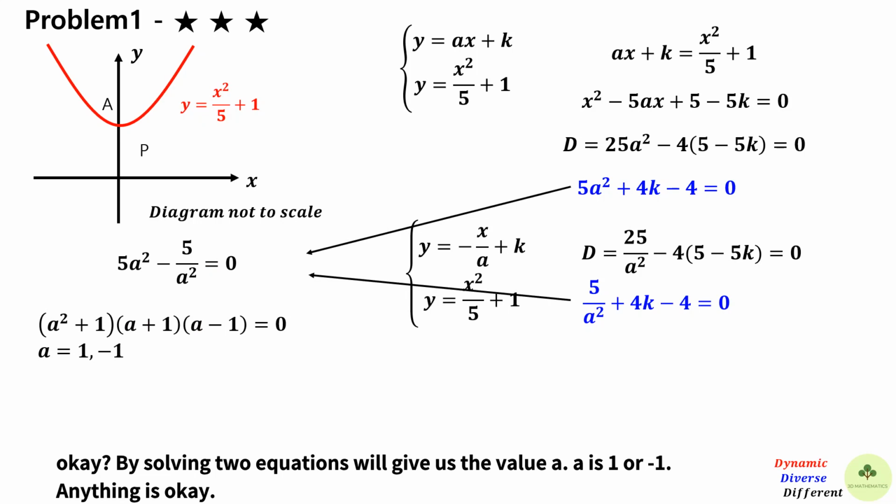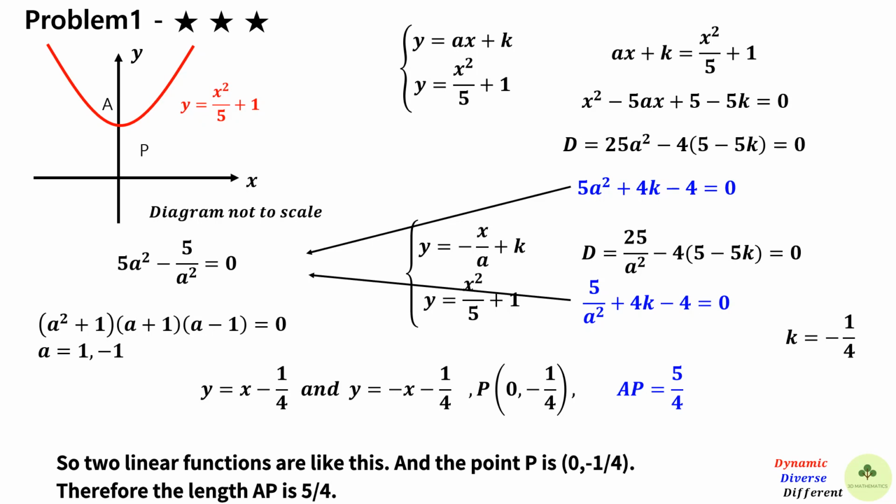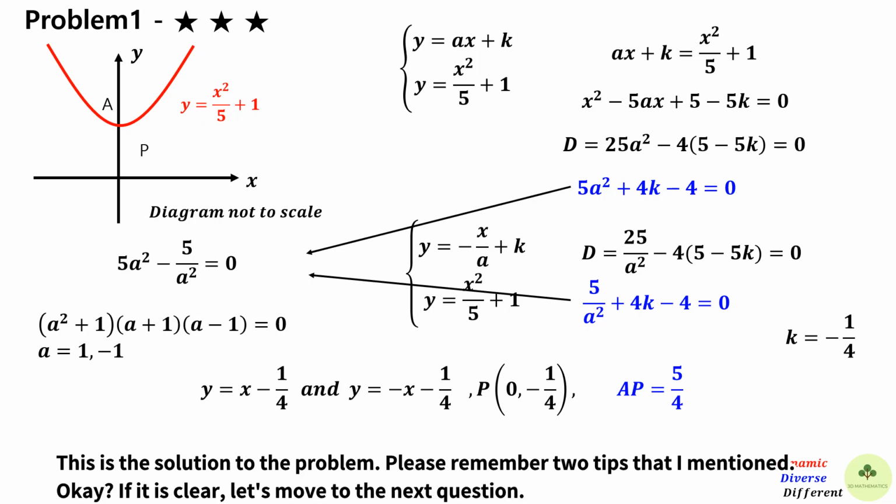Solving the two equations will give us the value of a. a is 1 or -1. Either is okay. So, if we put it into one of the two blue equations, we can find that the value of k is -1/4. So, the two linear functions are like this, and the point P is (0, -1/4). Therefore, the length AP is 5/4. This is the solution to the problem.